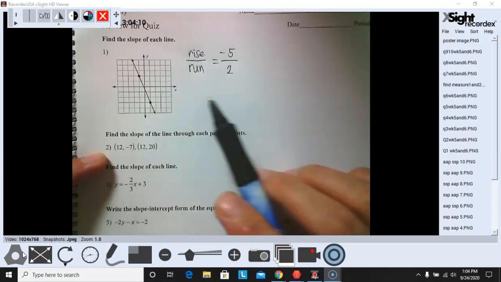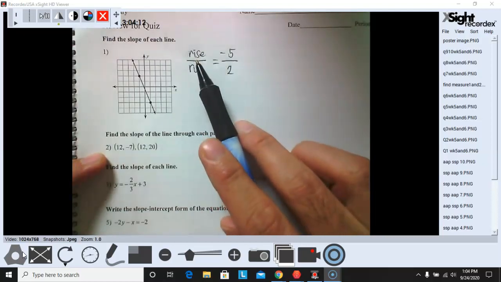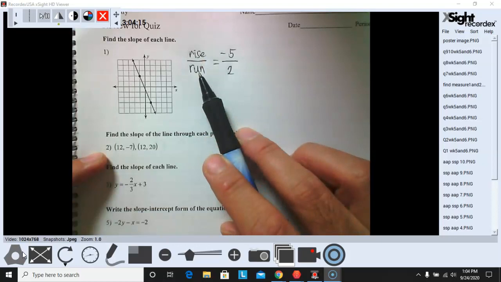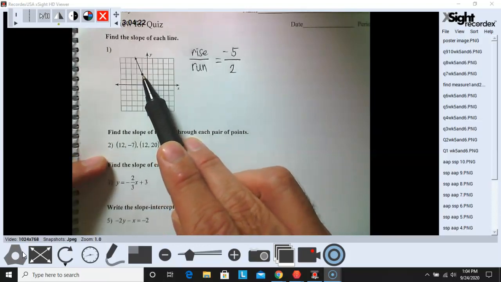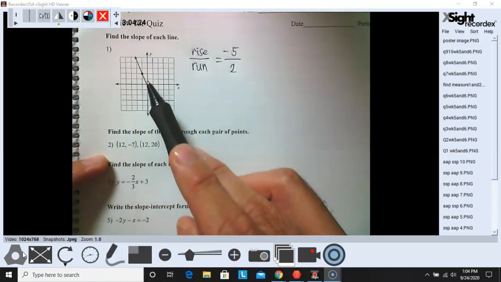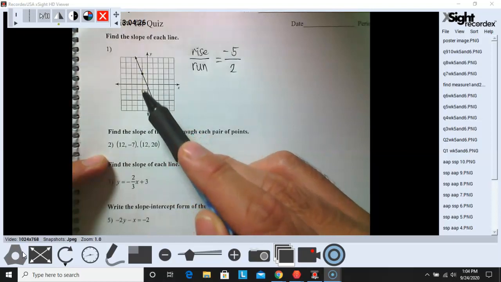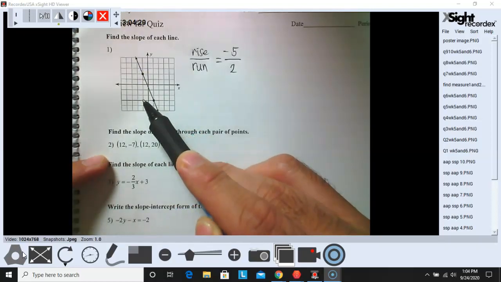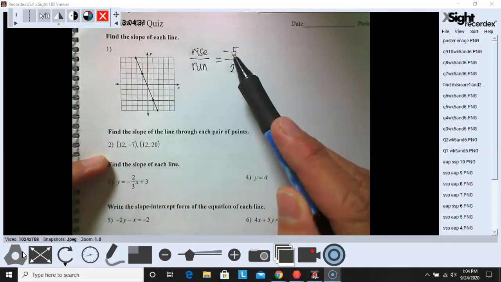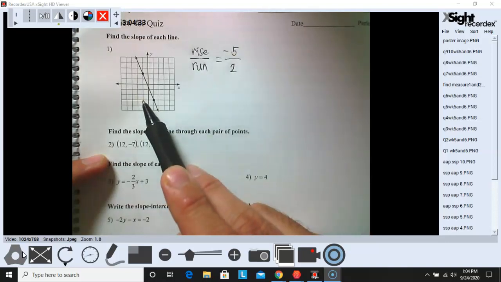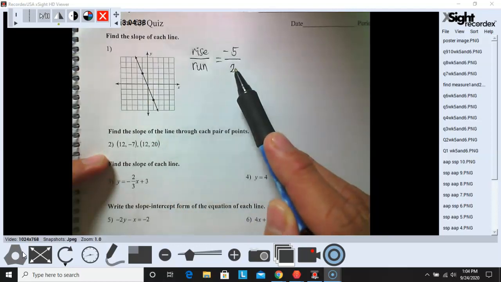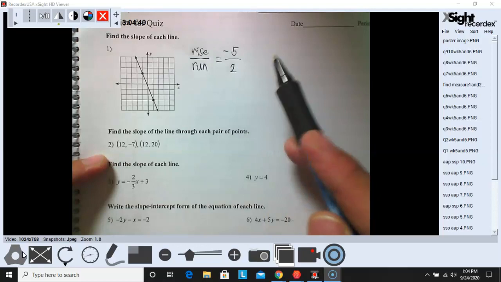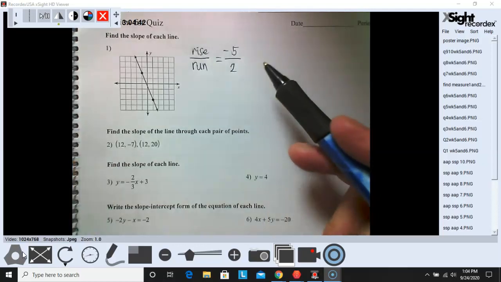The formula here should be rise over run, where rise represents your y and your run represents your x axis. So we have here the point. All you need to do is to count 1, 2, 3, 4, 5. 5 units down. That's why I got a negative 5 here, because we're going down. And then you go right, 1, 2. That's positive 2. Therefore, your slope here is negative 5 over 2. That's how you do it.